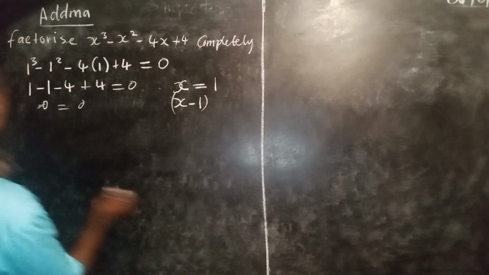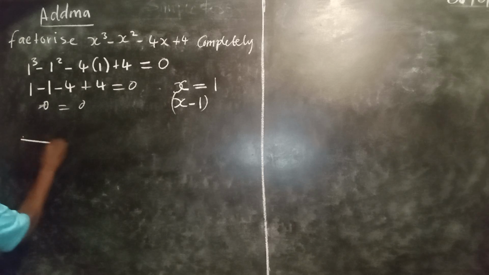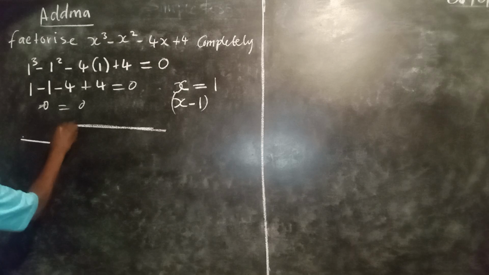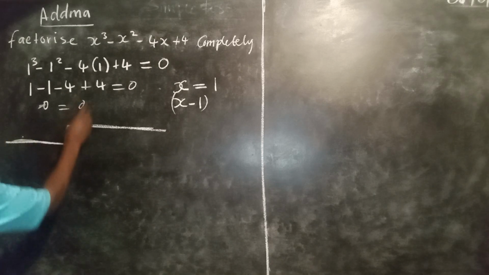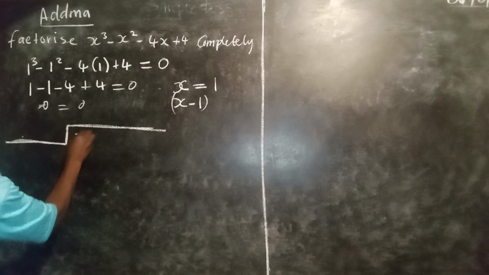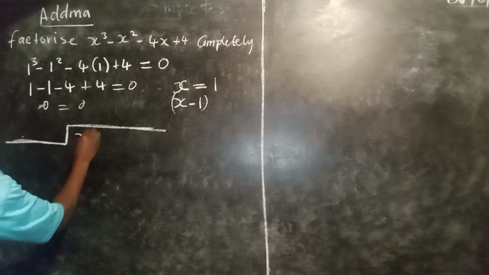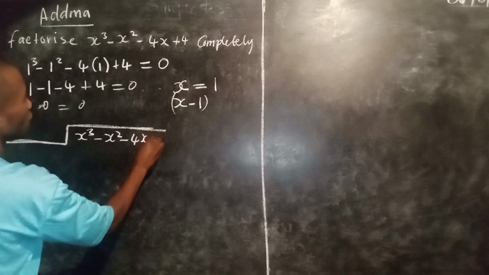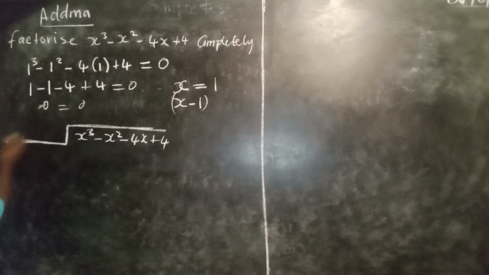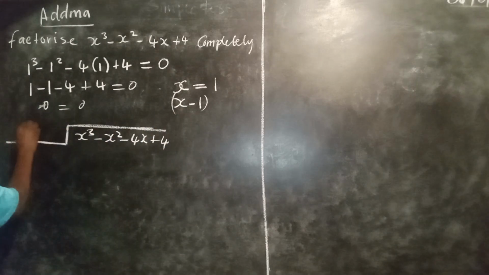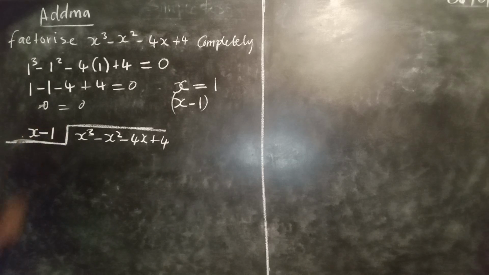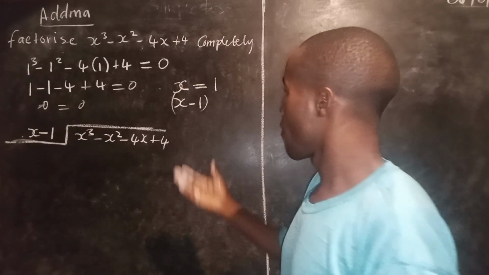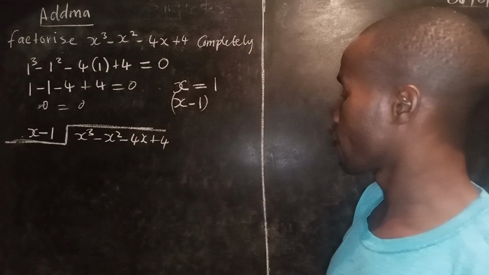I think I can use this same part to work. So the long division method. Here we are going to put the dividend, x cubed minus x squared minus 4x plus 4. Then our factor, which is our divisor in this case, is x minus 1. So now, how do we go about this type of expression?